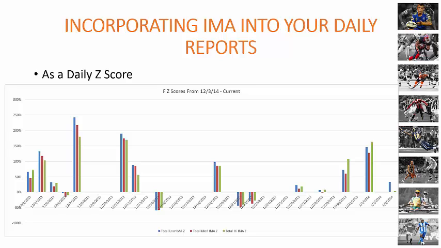Something else you could do with IMA is you can make Z-scores. So this is a daily Z-score for a forward from 12/3/2013 to 1/3/14. What this shows us is how far off each day is for our total IMA from the average. What we see here is most days are well above 100%, except for a few. Some are actually well below 0.